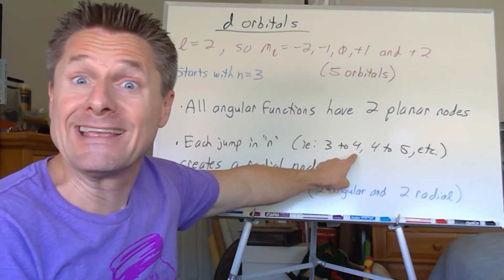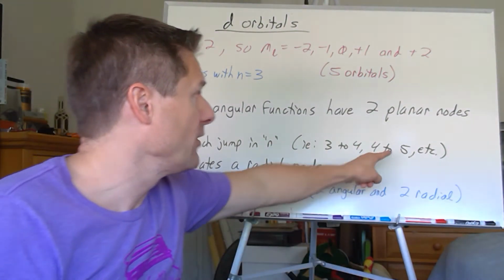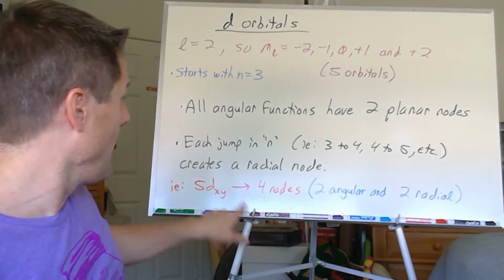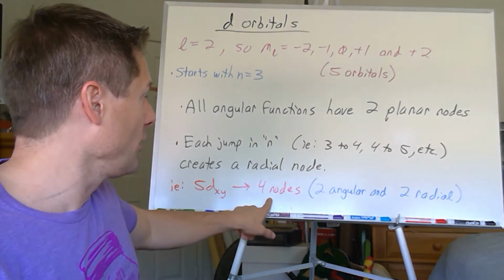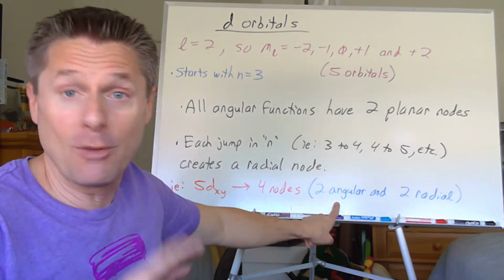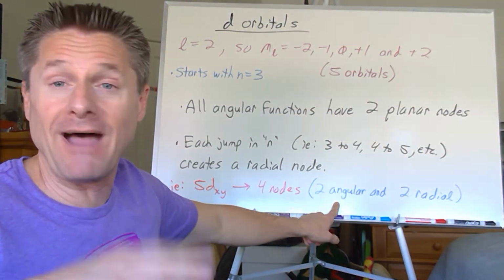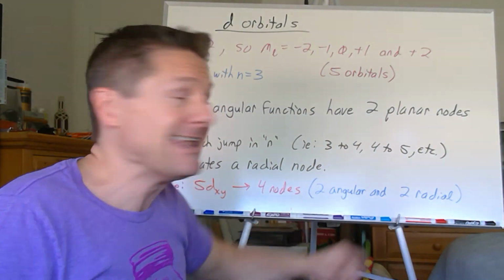4 minus 1 is 3, right? That would be the number of nodes. 2 angular, 1 radial. If we go to the 5d, we'd have a total of 4 nodes. 5 minus 1 is 4, so we'd have the 2 angular nodes, which stays the same no matter how big it is. 3d to 4d to 5d, the same number of angular nodes. But every time you jump up to another n level, you get another radial node.